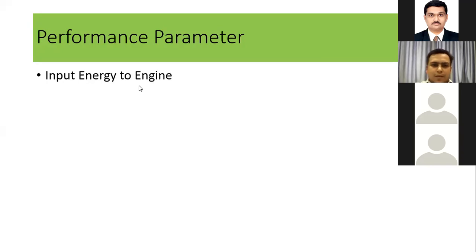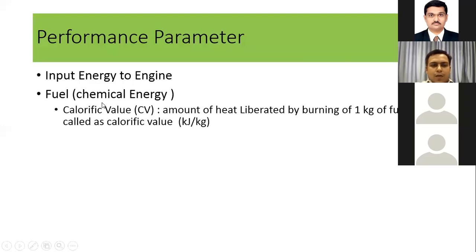Here I am using fuel, it means a chemical energy. So how can we calculate the chemical energy associated with the fuels? We have to introduce one term that is called the calorific value, and generally it is indicated by CV. The definition of the calorific value is very simple. The amount of heat liberated by burning 1 kg of fuel is called the calorific value.